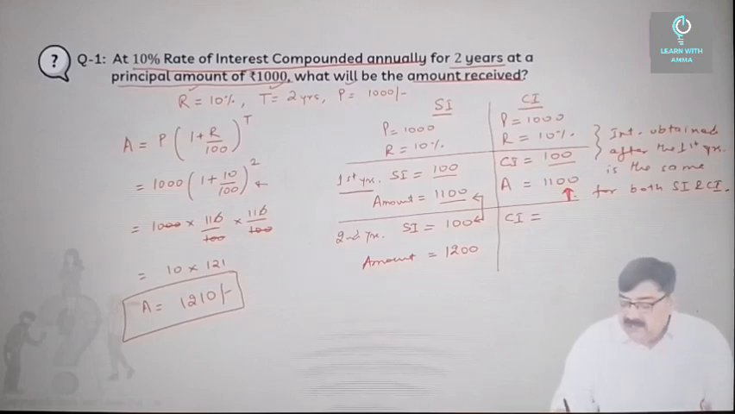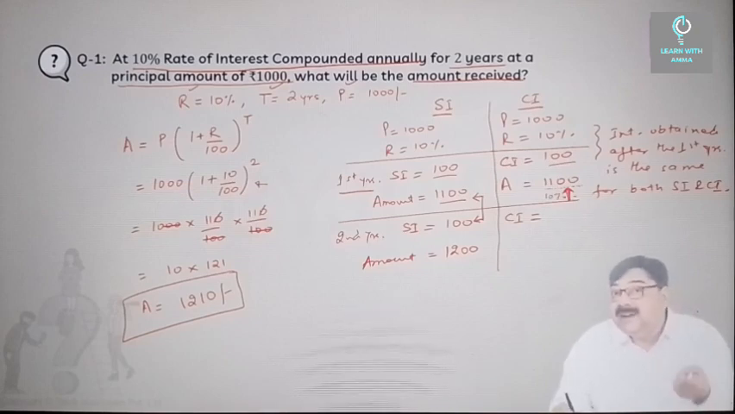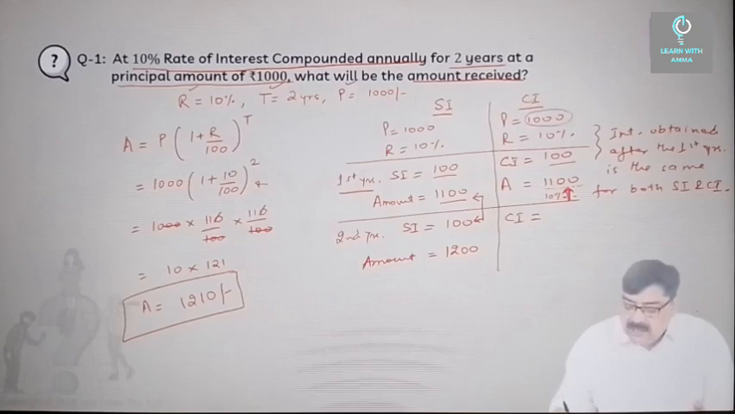At the end of the first year, through compound interest, we got 1100. Even in simple interest, we got 1100. Now this 10% rate of interest will be charged on this 1100. Now what is this 1100? It comprises the principal as well as the interest amount.